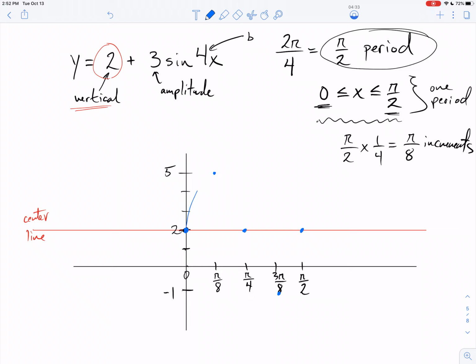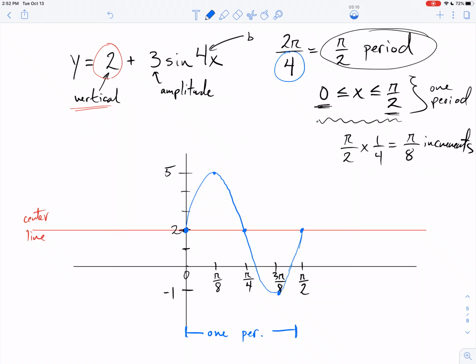And if I sketch this graph, oop, I almost got it there. If I sketch this graph, that would be my sine graph being amplified by 3, having my period compressed because of the 4. Also, I'm shifted up 2 to begin with. Now, what I just sketched for you is indeed one period of this function.